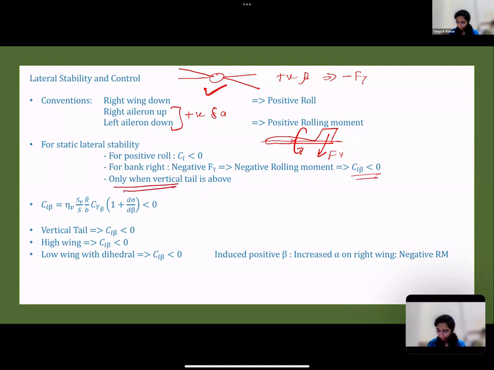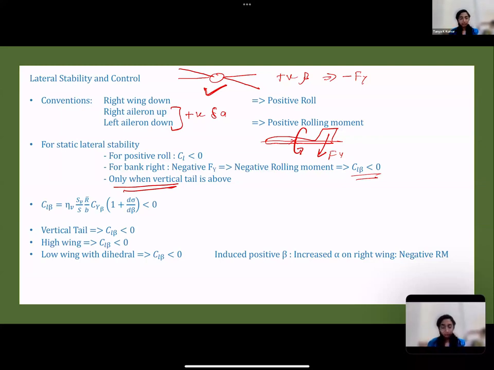This happens only when the vertical tail is above. What happens if your vertical tail was below? So this is your aircraft and the vertical tail is here. The force produced would be below the CG, correct? Now this will produce a positive roll. So it will not contribute towards lateral stability. Only when the negative Fy is produced above your CG will it produce a restoring moment. Otherwise, if it's below, it will further deviate from your desired point and will not roll back. So it is stable only when your vertical tail is above.